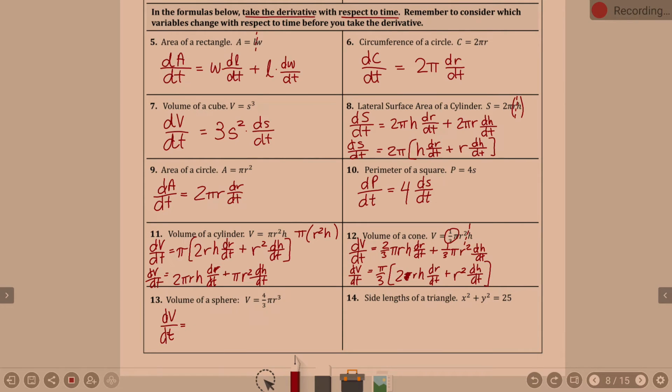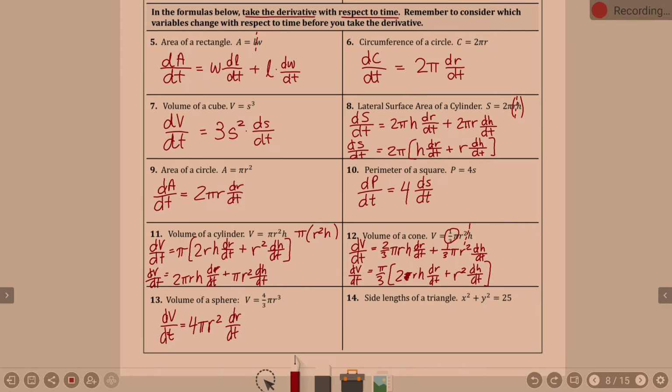Yeah, 4/3 pi is just a constant, right? So multiply the 3 out front. 3 times 4/3 is 4 pi r squared times dr/dt. That one, on the other hand, looks like that.